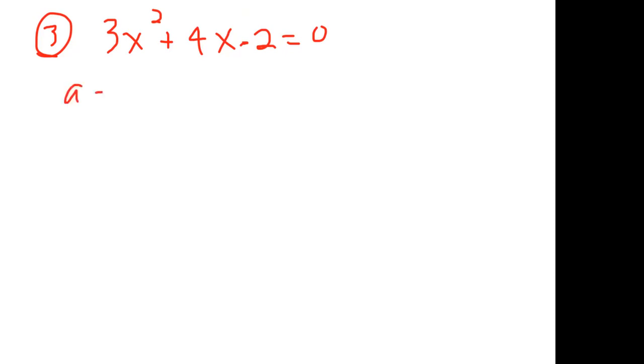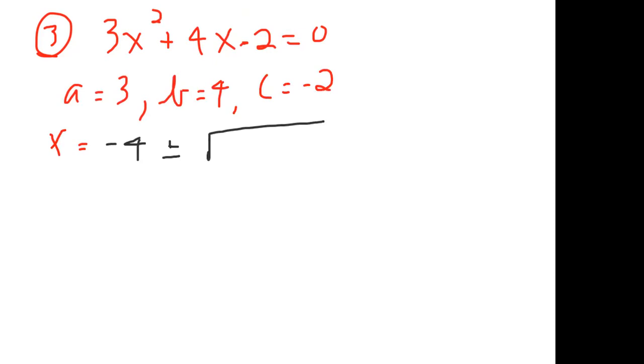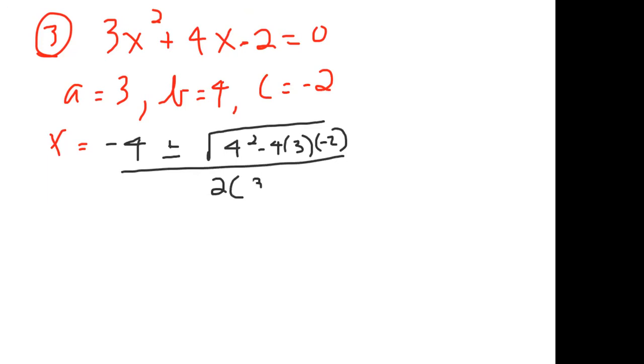So we identify A, B, and C. So there's our values. Now we go into the formula. I'm not going to write the formula down. I'm just going to go straight into it, guys. The opposite of B would be -4 plus or minus the square root of B squared minus 4 times A times C. And all of this gets divided by 2 times A.